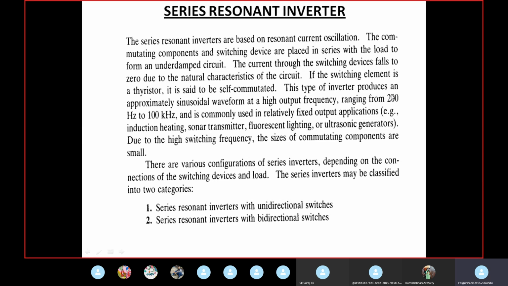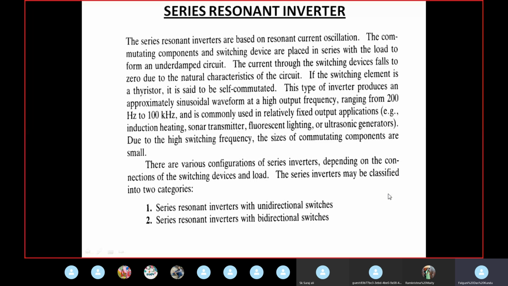This type of inverter produces an approximately sinusoidal waveform at a high output frequency ranging from 200 Hz to 100 kHz and is commonly used in relatively fixed output applications, that means in induction heating, sonar transmitters, fluorescent lighting and ultrasonic generators. Due to the high switching frequency, the size of the commutating components is small.